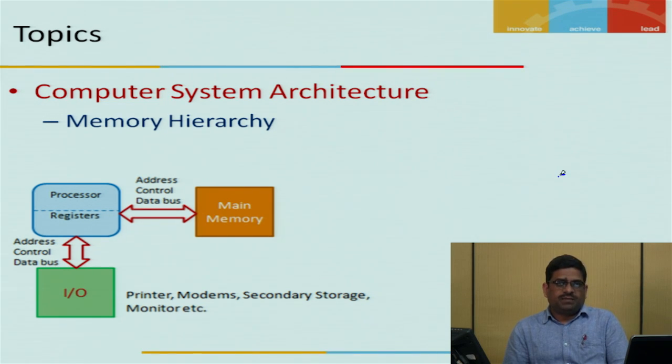Here we can see the processor requires data to process, and that data is either available in the main memory or is coming from the IO. IO means all the secondary storage devices which are connected through the input-output system.